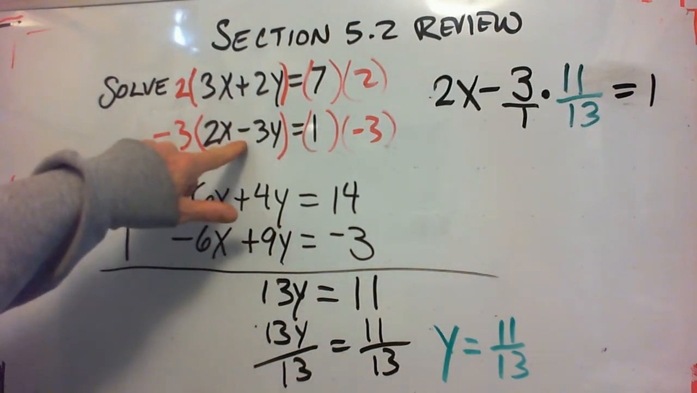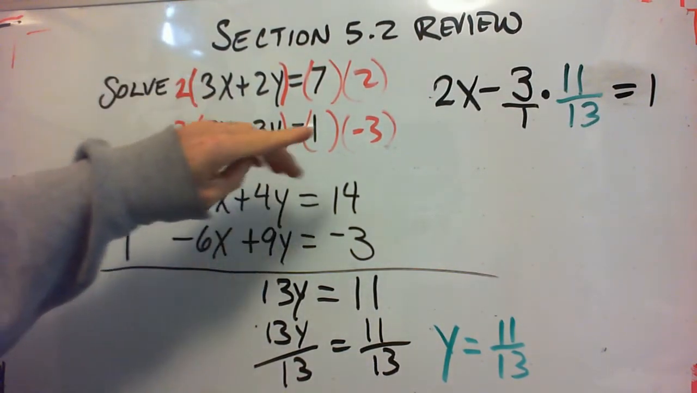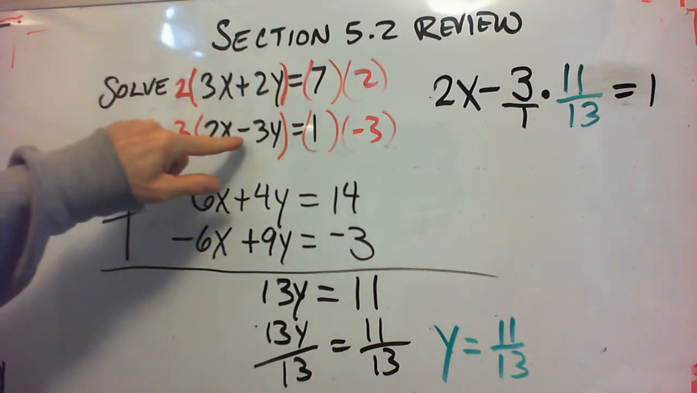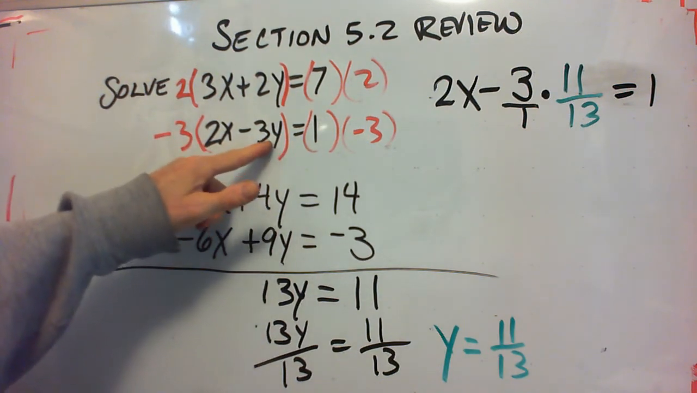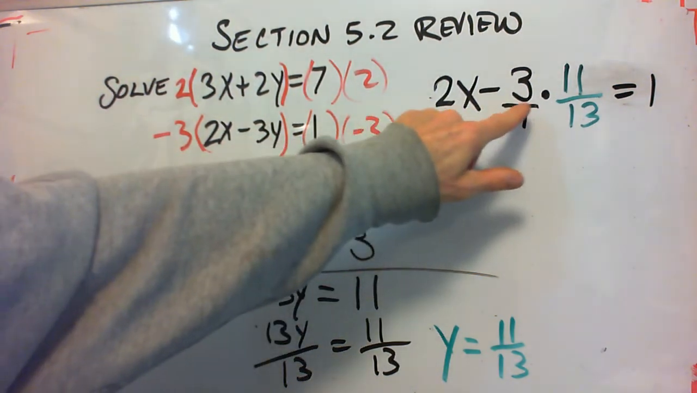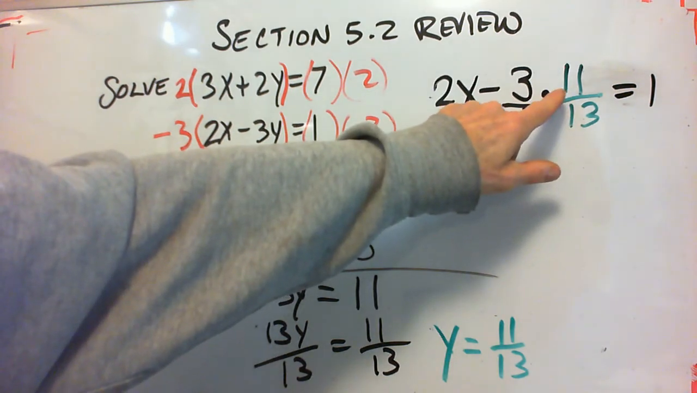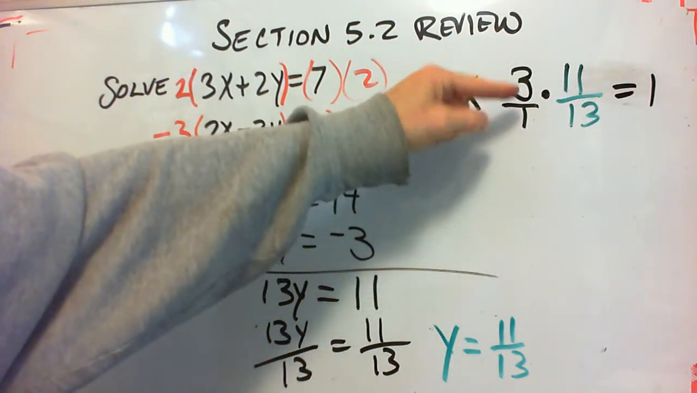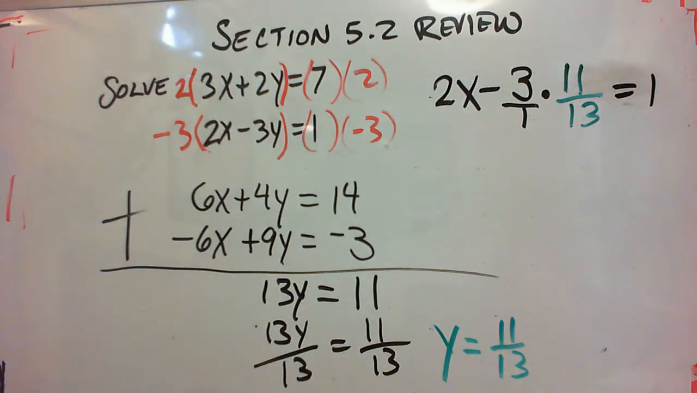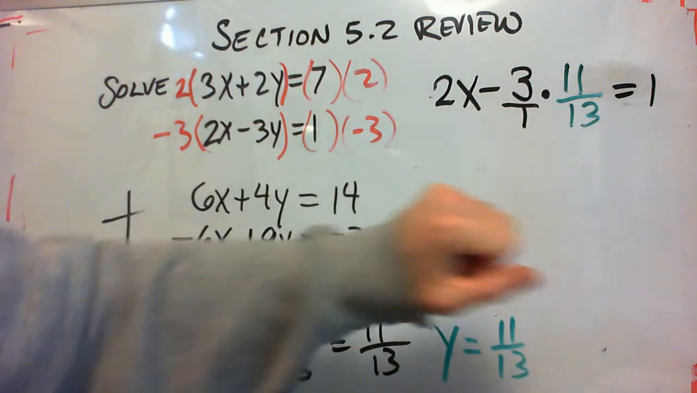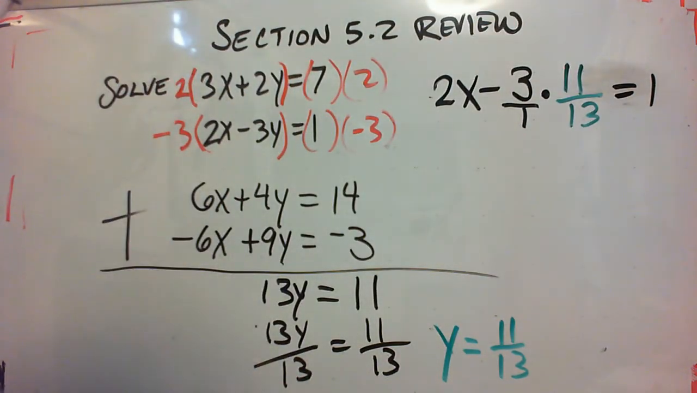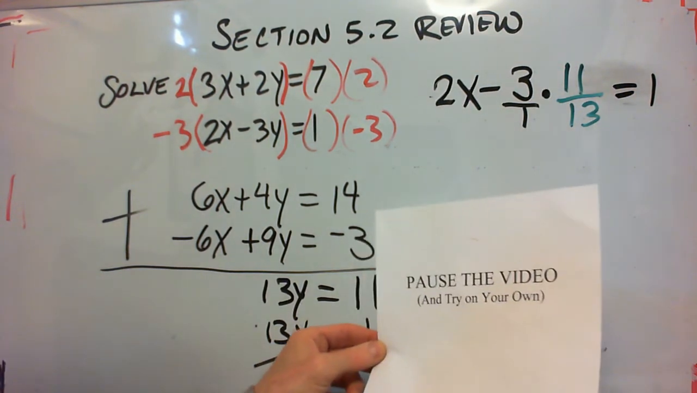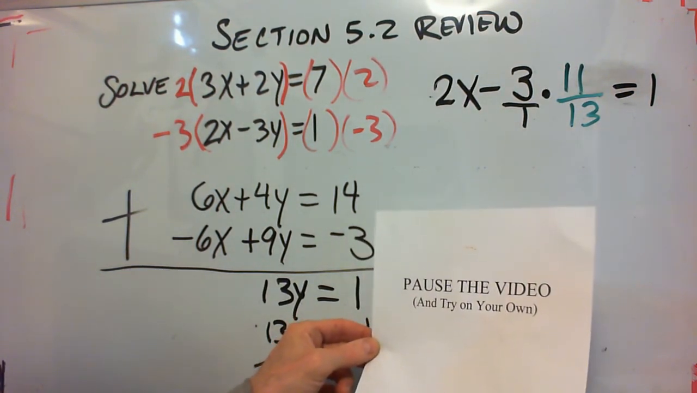Now I'm going to use the second equation. Either equation will work, but I'm going to pick the second equation, plugging in y equal 11/13 for this y value. So you get 2x minus 3/1 times 11/13. We have to write 3 as 3/1 to multiply the fractions. And now we just do the fractions, add that fraction to both sides, and solve for x. So see if you can solve this for x. Some fraction review here, which is always good.